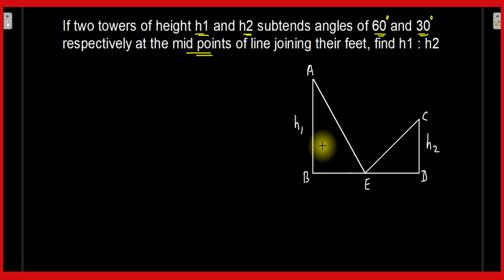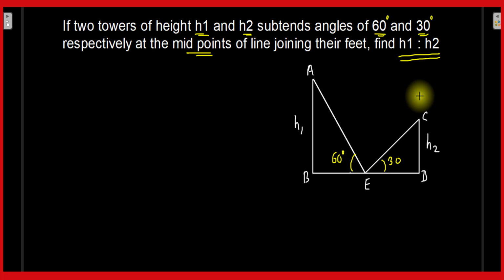and the angle subtended by tower AB at the midpoint is 60 degrees, and the angle subtended by tower CD at the midpoint, that is point E, is 30 degrees, and we have to find the ratio of h1 to h2.